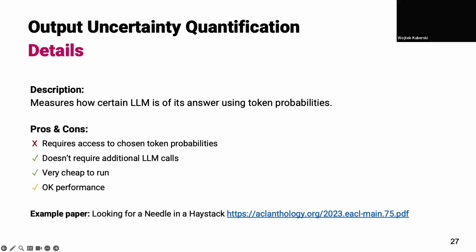However, good news is that we don't require additional LLM calls because we're using this original answer to already get the uncertainty from the LLM itself. So we're still using an LLM, but without calling it additional times. That means that it's really cheap to run, and it gives okay performance. We're still able to find some of the hallucinations, and we don't get many false positives, but it is not perfect. An example paper here is "Looking for a Needle in a Haystack", which is a review paper that also features that approach.